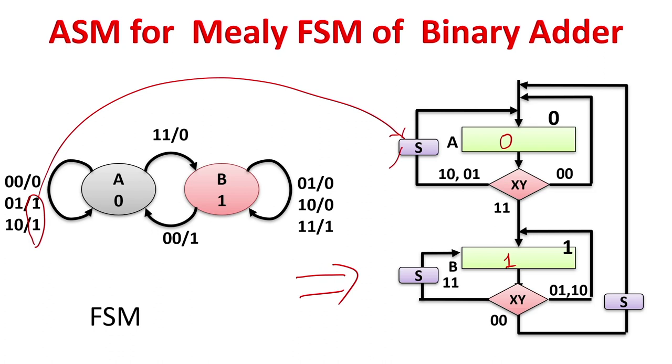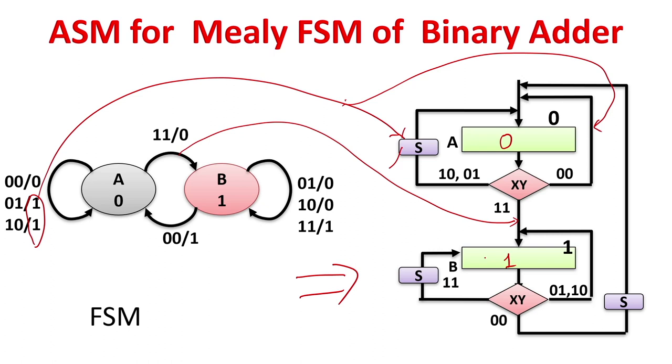And suppose you are in state 0 and get a 1 1, then you go to the next state. Every edge here corresponds to one of these parts. Similarly for state B also: based on the values, if it is 00 or 01, it goes to the same state, but the sum is 0. So this is the behavior of a binary adder.